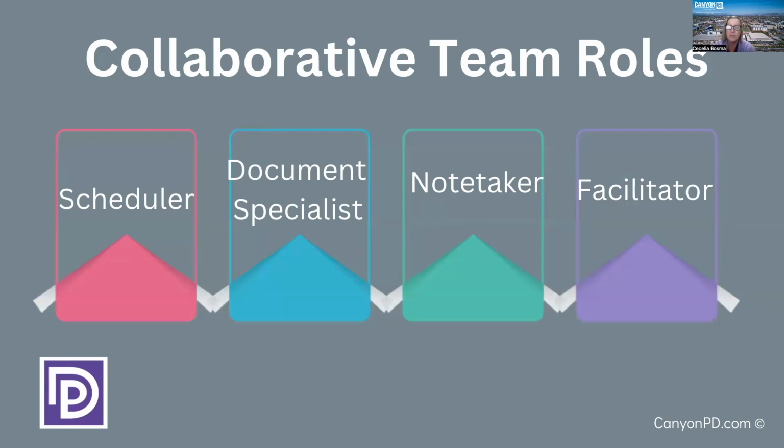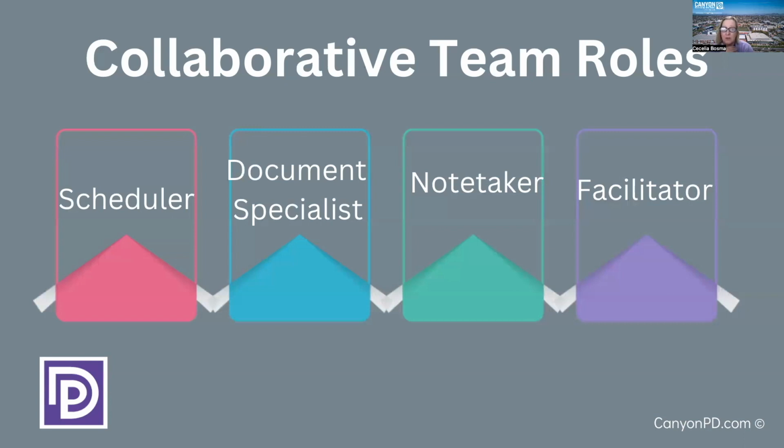You could have content and expertise roles, such as a subject matter expert, providing knowledge and insight related to the team's focus. You might have someone in charge of scheduling, and they are going to be getting these meetings on the calendar and sending out reminders and follow-ups. Then there might be a document specialist who is in charge of that Google file where all of the documents that you're working on are housed.